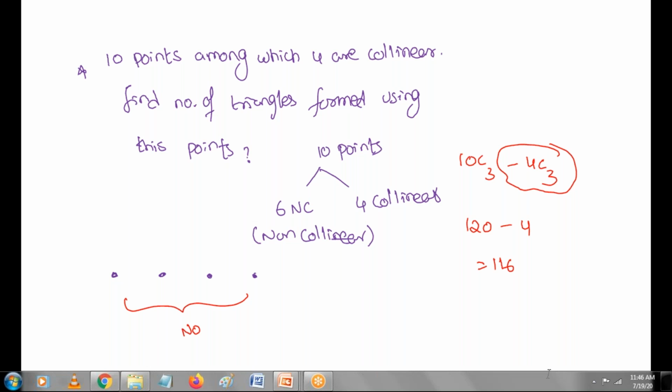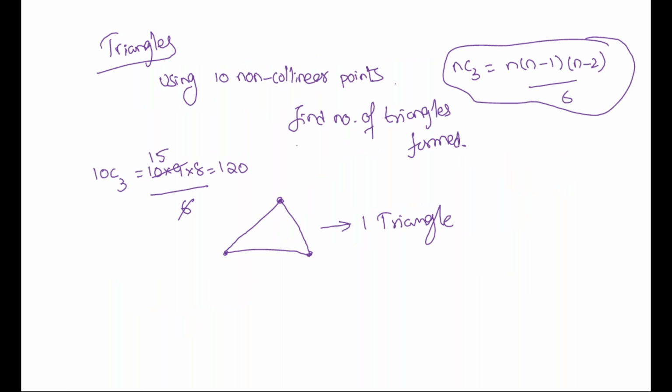Why 120? How did you get 120? 10C3. You have 10 points and you should select 3 from that, Mahalakshmi. For a triangle, how many points are required? 3 points are required. How many points are given? 10 points are given. Among 10, you should select 3, so the number of triangles is equal to 120.